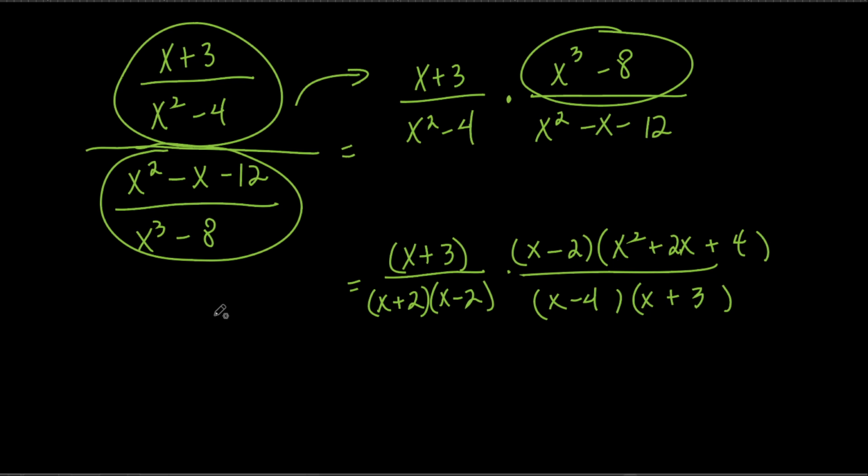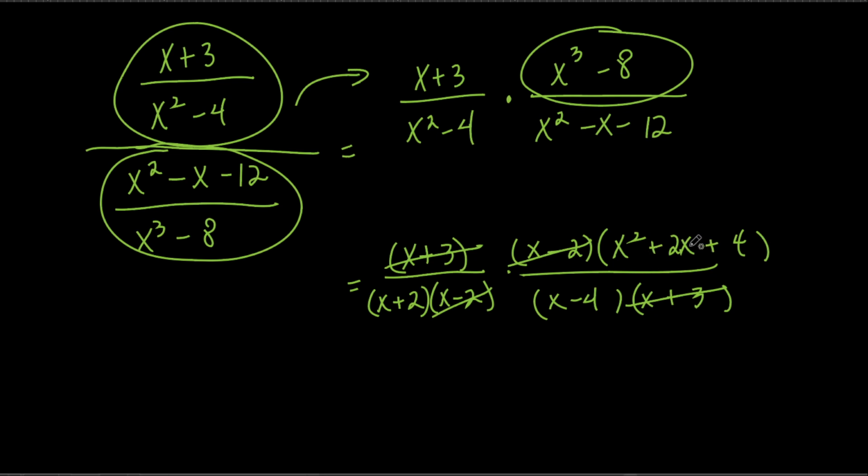And now the fun part. The fun part is knocking stuff off, all right? So x plus 3, do I have any down here? Yep, bang. I cancel those out. What else do I have? I've got x minus 2. Do I have any x minus 2s down here on the bottom? Yep, I've got this one and this one.